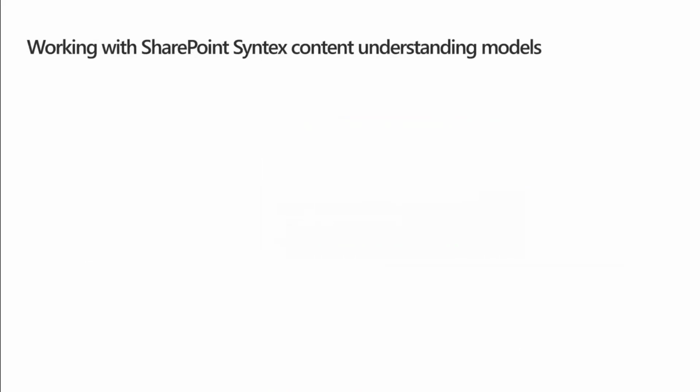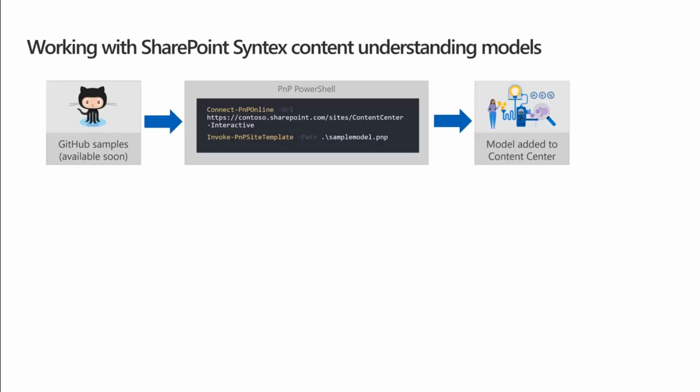So what will be the flow that I will show in the demo? We'll start from a GitHub sample repo that will be available soon. We target end of this week, which contains sample files, which are PnP templates that you can then install in your content center. So since the content understanding model is just a PnP template, you can just call invoke PnP site template and boom, it's being added to your content center. It has to be a content center site. Obviously, you can't add this to somewhere else. But once you do that, you have it in the content center.